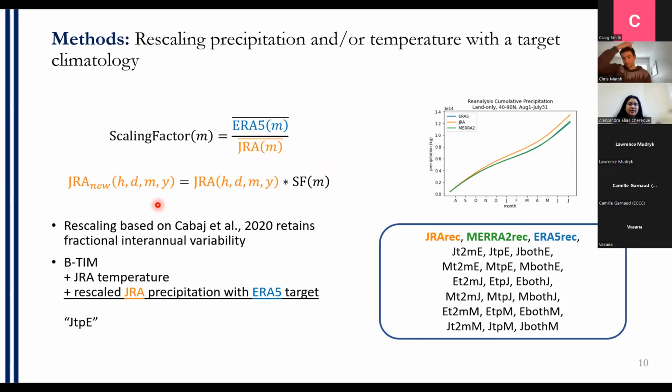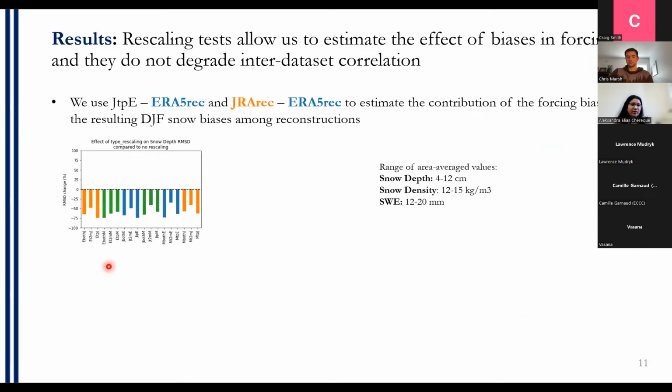Sure. What results from this is adjusted temperature and precipitation, and we can use this to run the model again. We found that by doing this rescaling, we can improve the agreement between the reconstructed data sets. This helps us estimate the role of the forcing bias in the overall snow bias in an easy, straightforward way, rather than rerunning the whole reanalysis system.